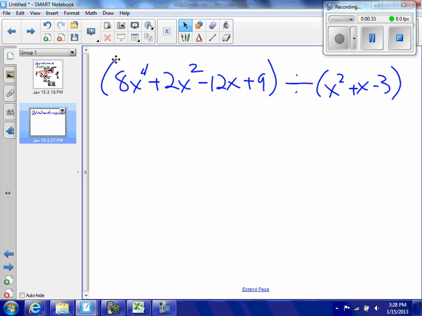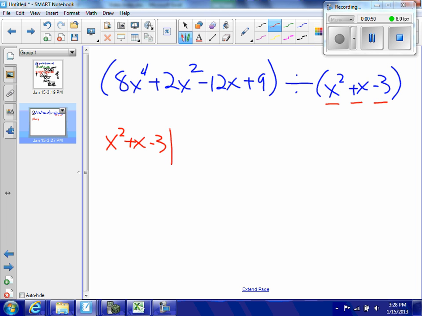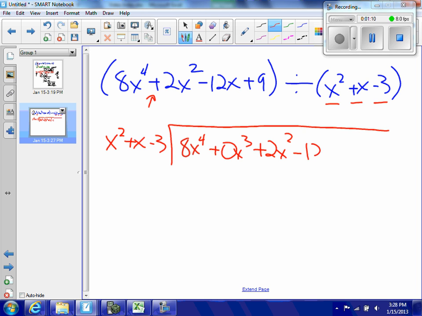So I will set it up just the way I did before. My divisor looks pretty good in terms of powers. I go from the squared to the first power to the 0th power. So my divisor doesn't really need any placeholders. So I have x squared plus x minus 3. And I'm dividing that into 8x to the fourth plus 0x cubed, because I don't have an x cubed in here, I got to put in a placeholder, plus 2x squared minus 12x plus 9.